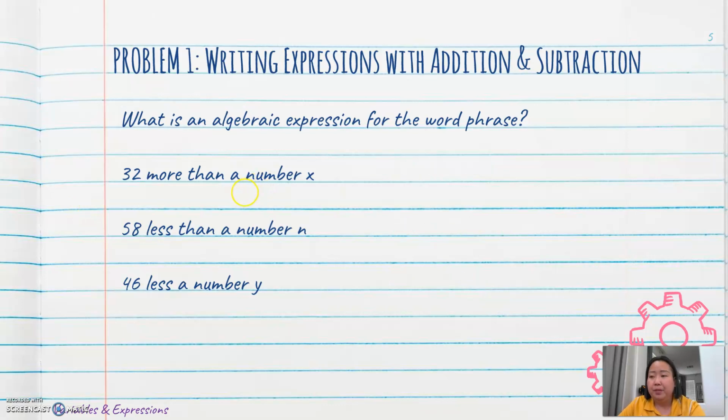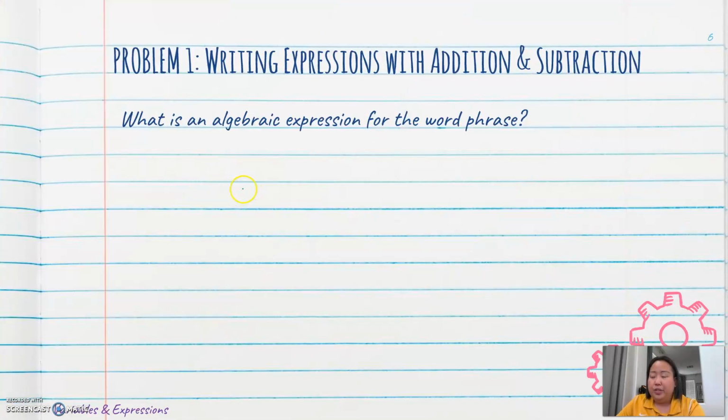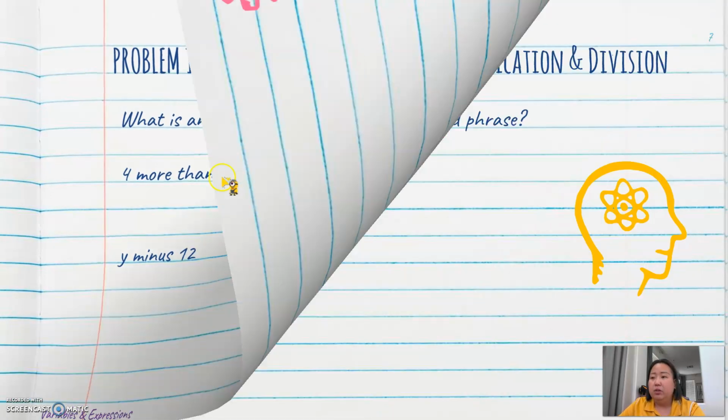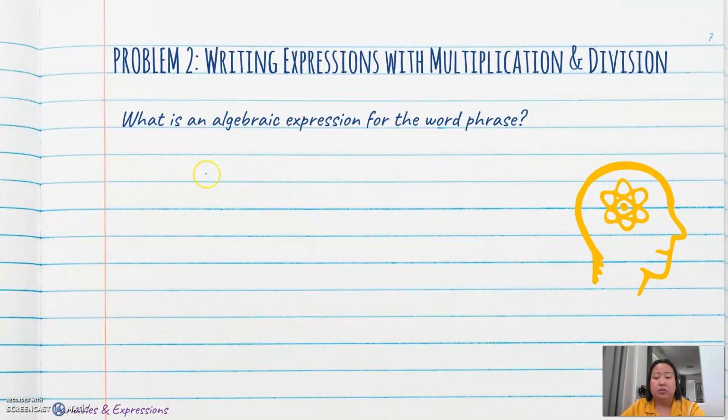All right. So here are some other examples that you can try out on your own. So do them on your guided notes, and let's see if you can get those answers correctly. So for this one, it will be 4 plus p, and on this other example, it will be y minus 12. Now moving on to our next examples, this time we will be involving multiplication and division.